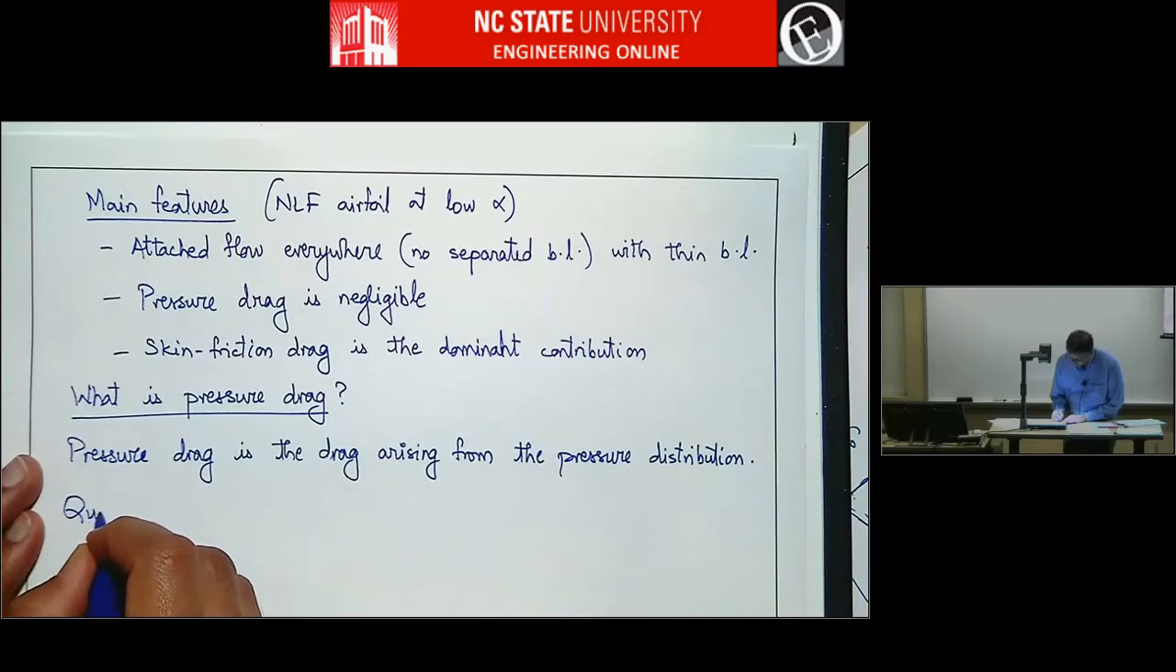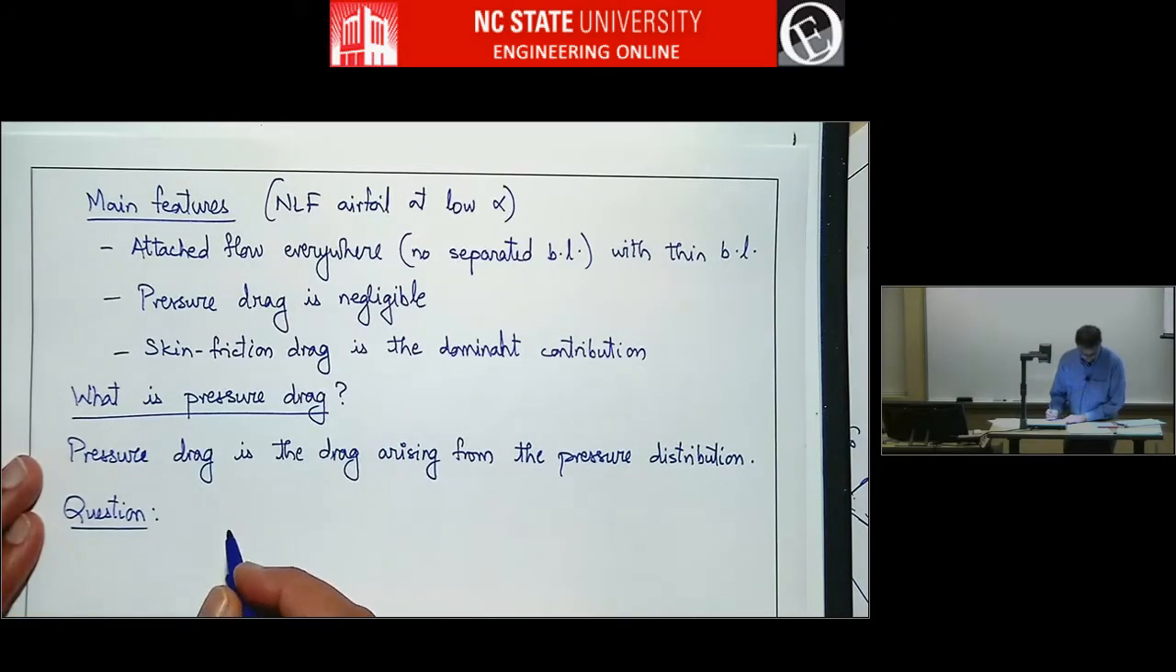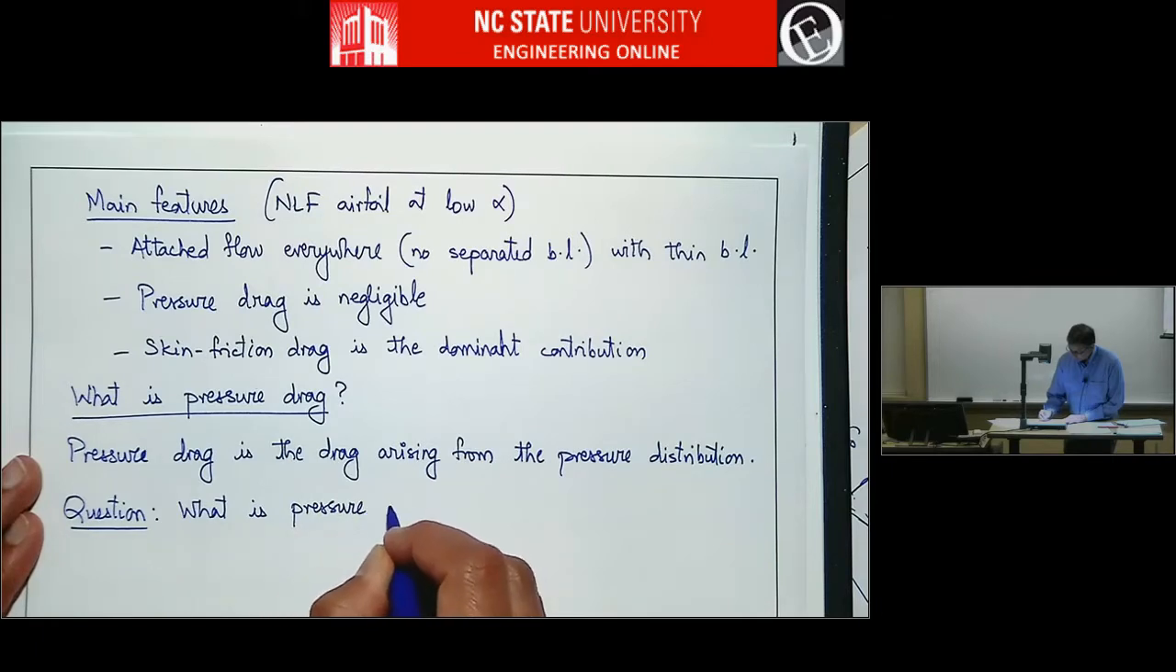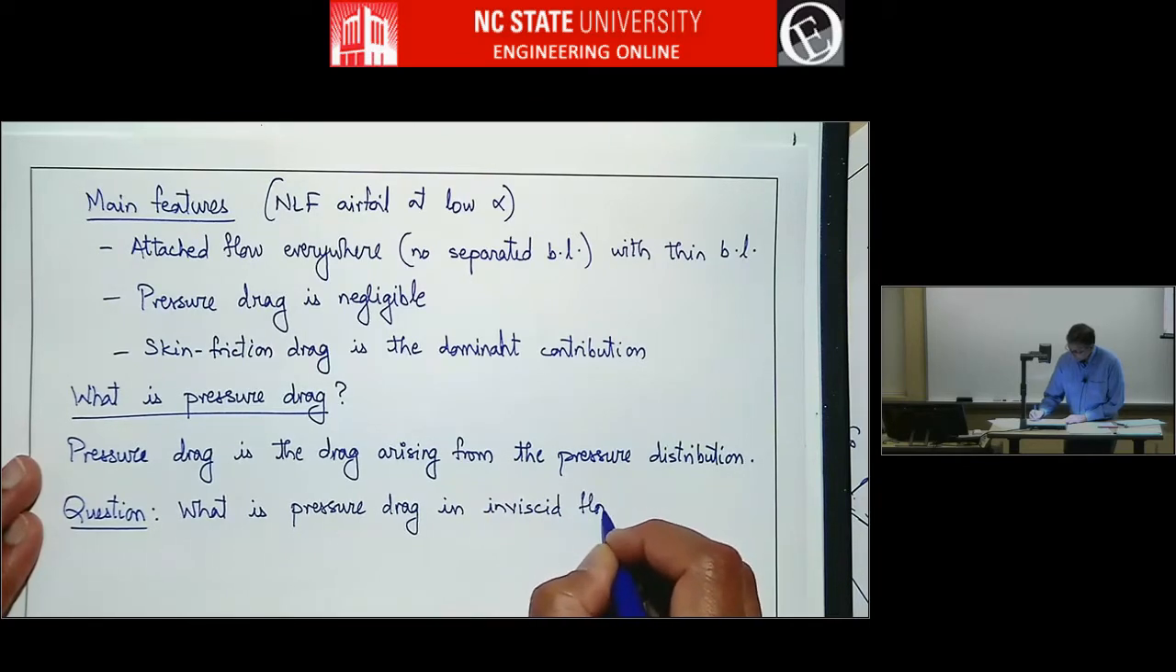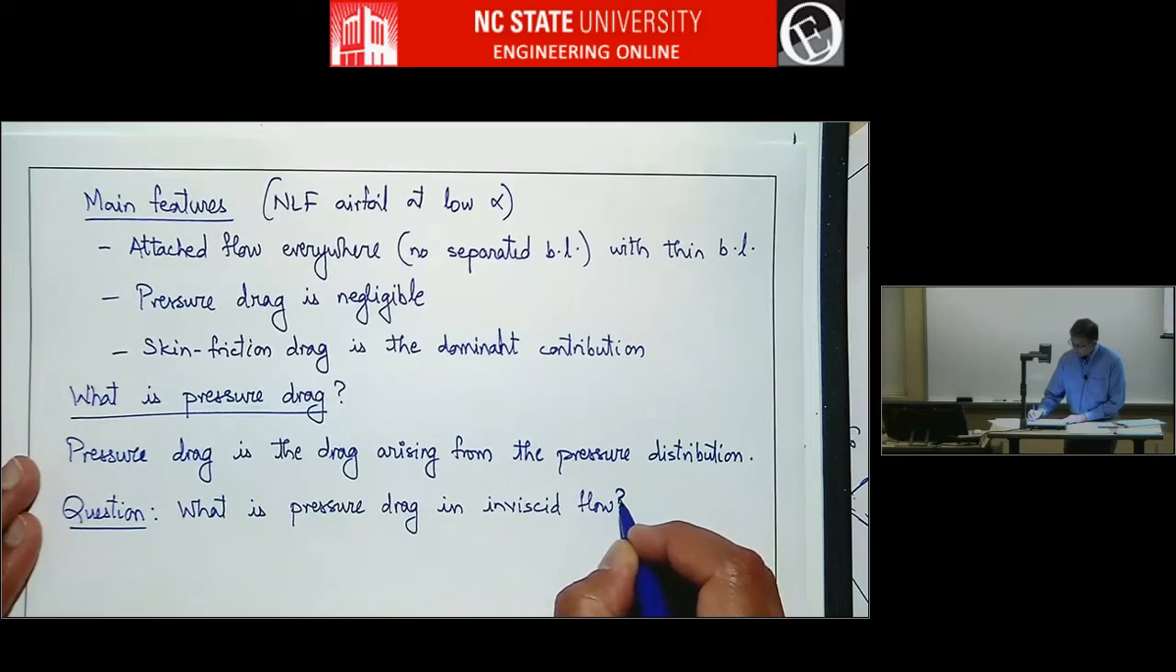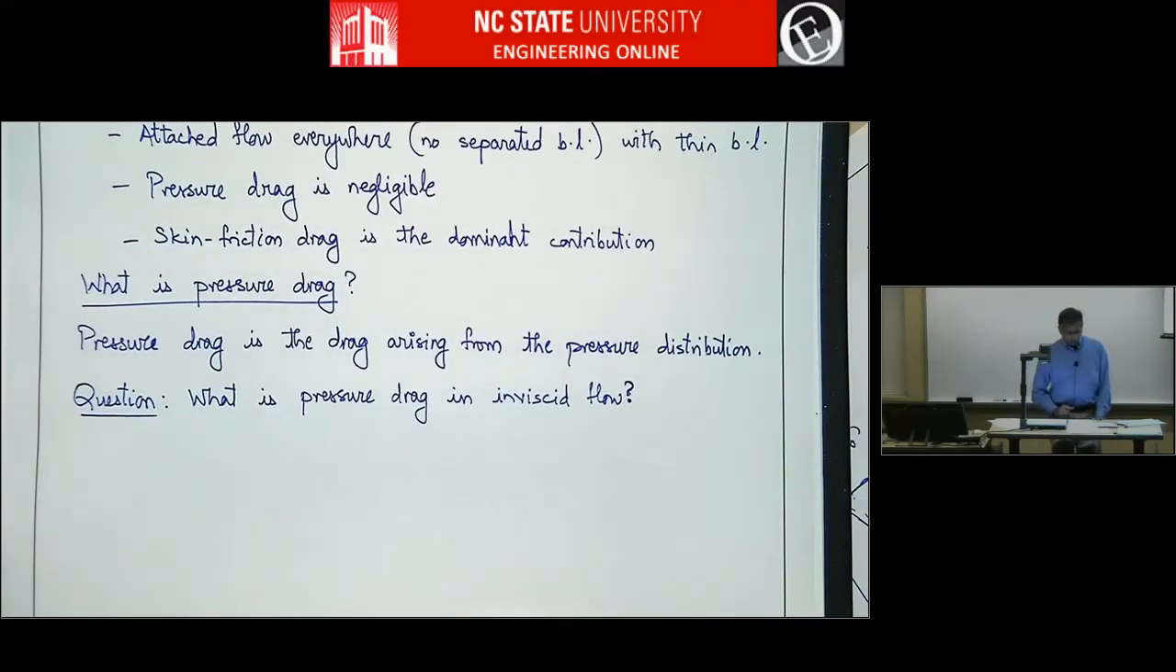So let me pose a question. What is pressure drag in inviscid flow? So inviscid flow is where there is no viscosity, right? So no boundary layers. What is pressure drag? 0. Where do we get that from? Absence of boundary layer just means there's no skin friction, right? There's no rubbing, scrubbing kind of stress. Can you attach a name or concept?